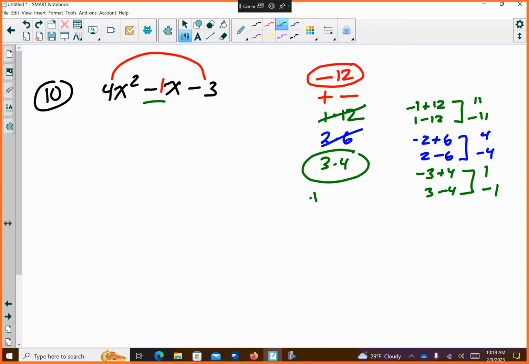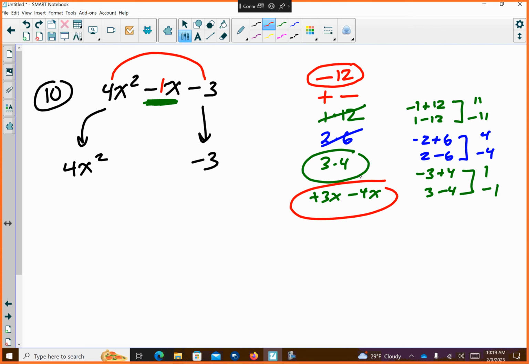So I have plus 3x minus 4x. Agree? That's going to go into right here. So the end parts come straight down. And I'm going to plug this in. So I get whatever order I want. Okay.